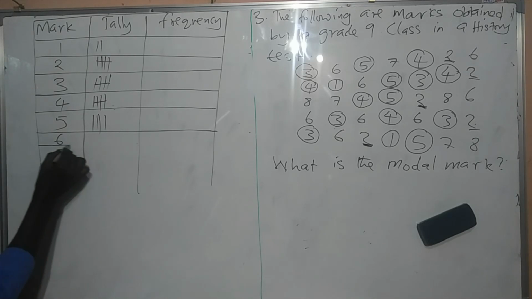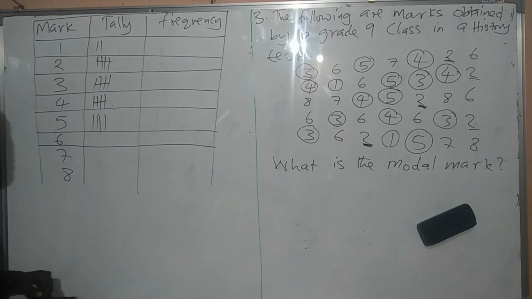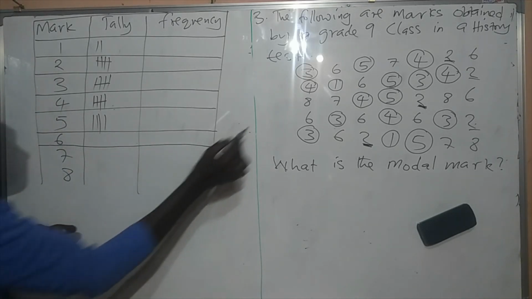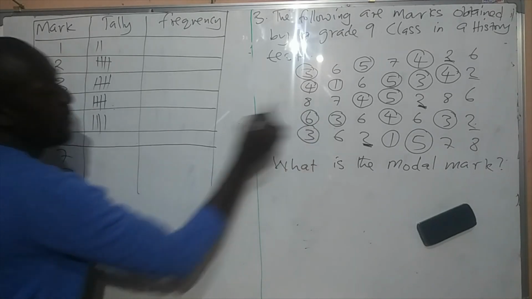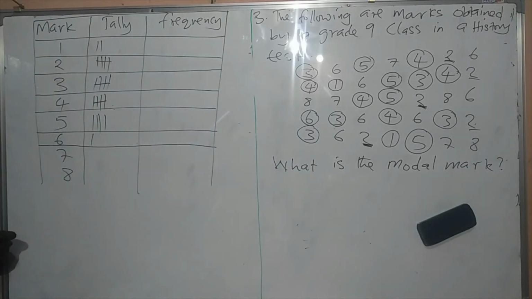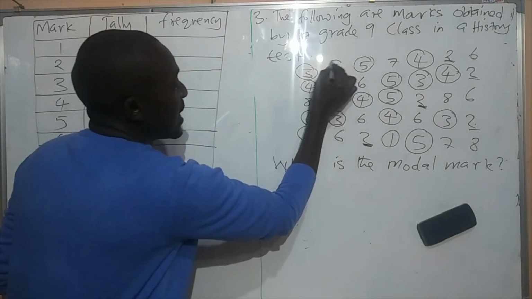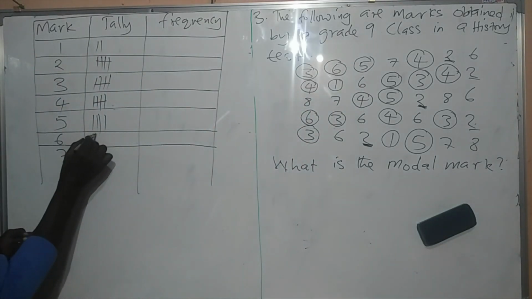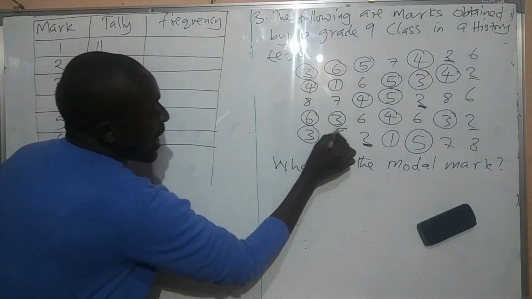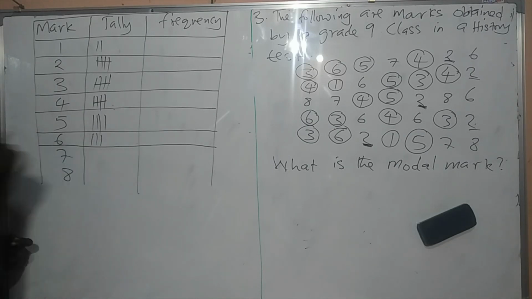Then we go to 6. So we come to 6 now. There's a 6 here, so we are going to put a 30. And then we continue. There's another 6 there. You put a 30. And another one down here. So we are going to put a 30 there.